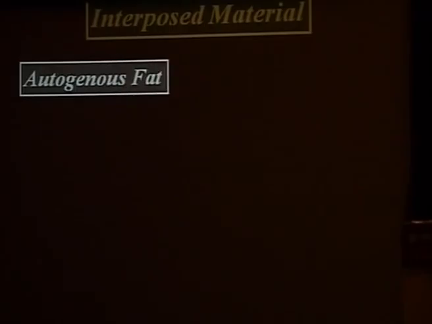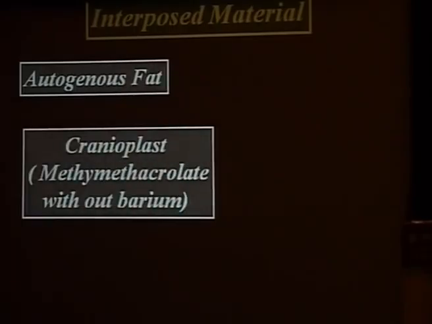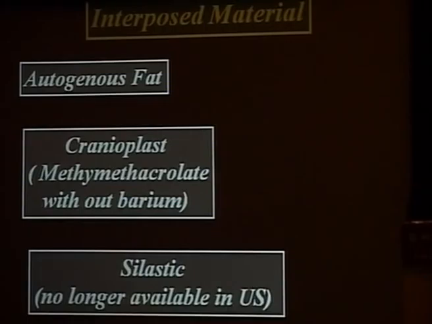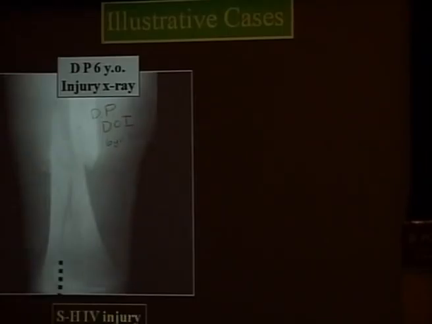Now, what about the interpositional material? Well, people used fat. People have used cranioplast, and cranioplast is methyl methacrylate without the barium. Because if you put barium in it, it gets hot. That's why they don't use that on the skull. It doesn't make so much difference in the total joint, but you don't want to have the barium in it, which makes it very radiolucent, though. That's the only problem. And silastic was used, but we don't use this anymore because of the problems associated with silastic toxicity.